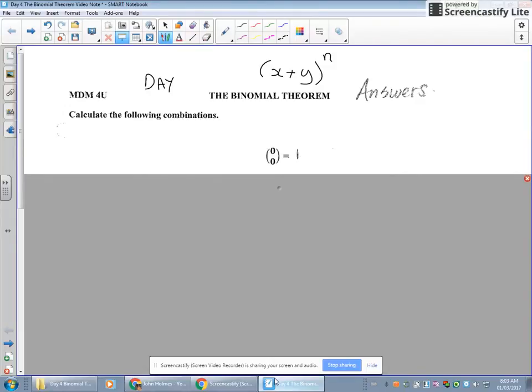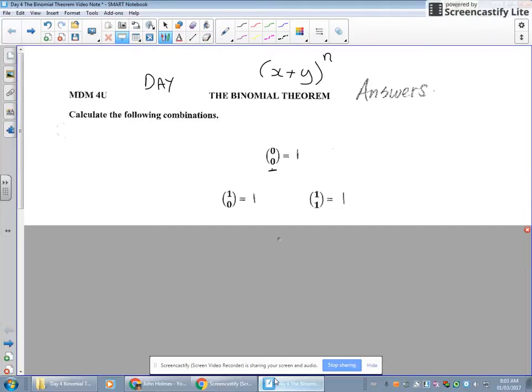Remember that in bracket form here, bracket 0, 0, this is referring to a combination type question. It's the same thing as saying we have 0 items. How many ways are there to choose 0 items from 0 items? Well, I can choose nothing. So there's one way to do that. This is a situation where I have one item and I want to know how many ways can I choose nothing from that. Well, I can choose 0, or I can choose one item once, so that's 1.